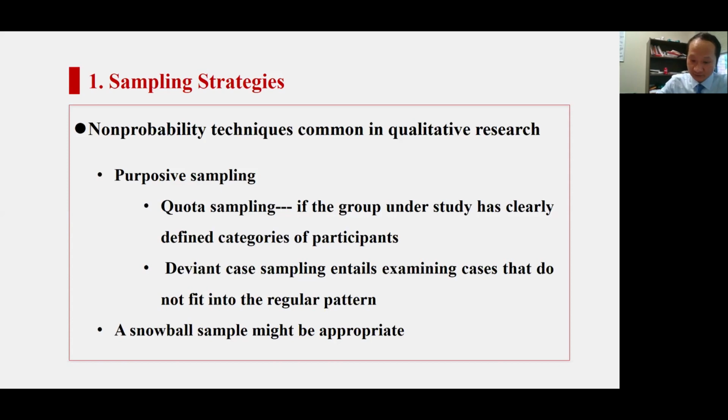Say, my research focuses on dementia family caregivers. I know there's a difference between caregivers living in rural areas and those living in urban cities. There's also a difference between spousal caregivers and adult children caregivers. So I will purposely select caregivers from both rural areas and urban areas, and also make sure my sample includes spousal caregivers and adult children caregivers.